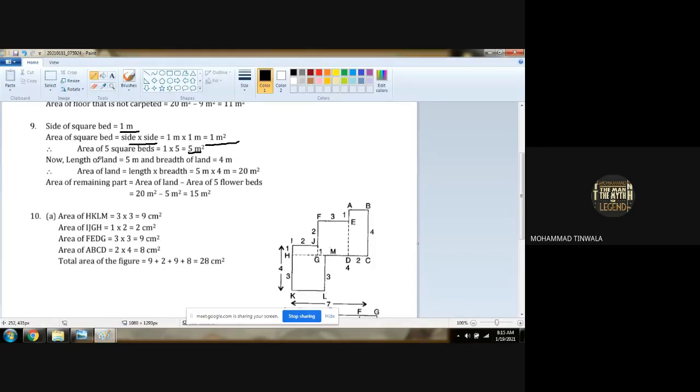Now the length of the land is 5 meter and breadth is what? 4 meter. So area of land will be length into breadth, 5 meter into 4 meter, 20 meter square. Area of remaining part will be what? Area of land, this is the total land, 20 meter square, minus area of 5 flower beds. 5 flower beds is what? 5 meter square. So 20 meter square minus 5 meter square, we got 15 meter square or 15 square meter. Anybody has any doubt with this question?